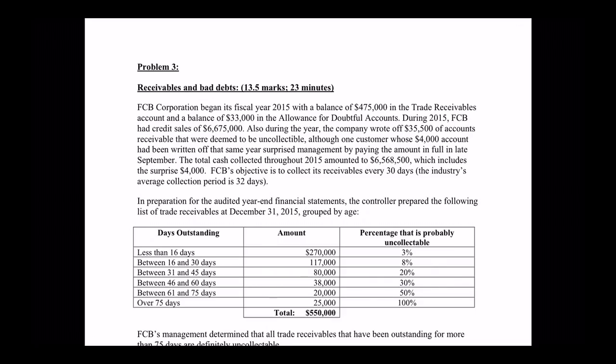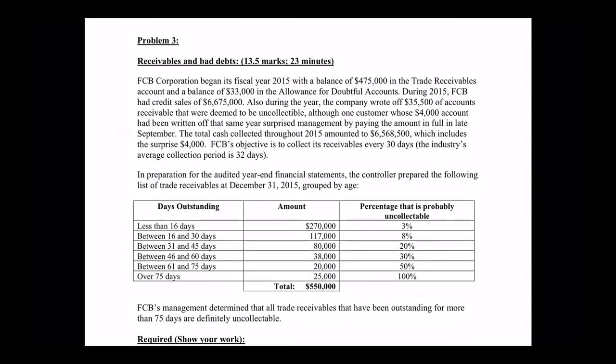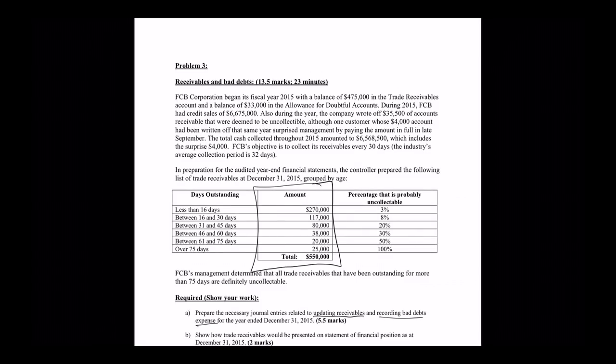In preparation for the audited year-end financial statements, the controller prepared the following list of trade receivables at December 31st, 2015, grouped by age. With this problem, there's a little trick for you. You don't need to calculate the receivables because the amount is already calculated for you right here. So the only thing you really need to keep track of is the AFDA. So let's make ourselves a little T account here for the allowance for doubtful accounts, and we began the year with a $33,000 credit balance.